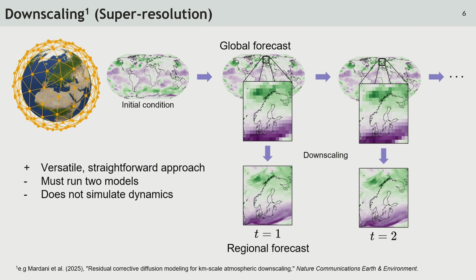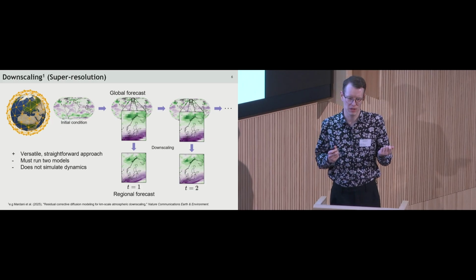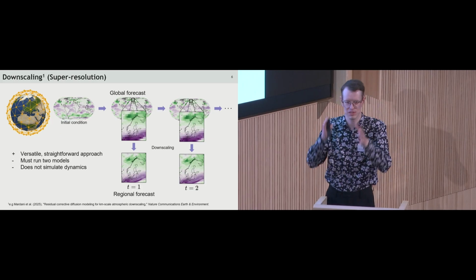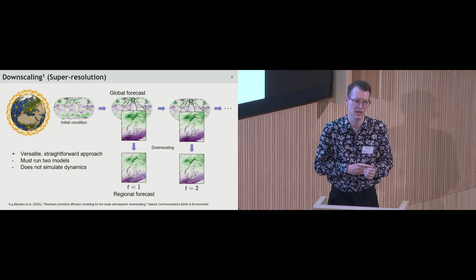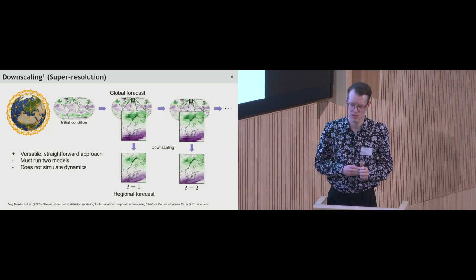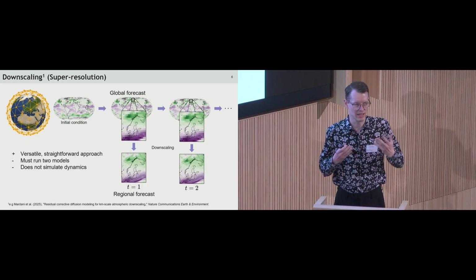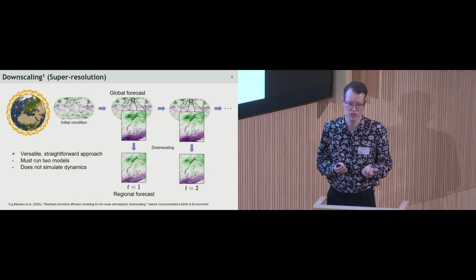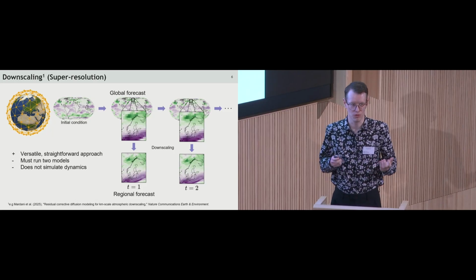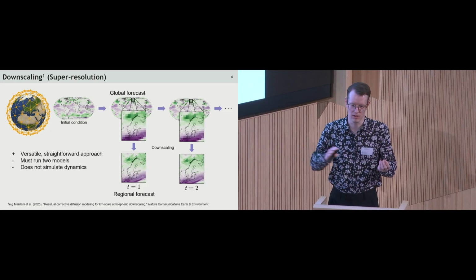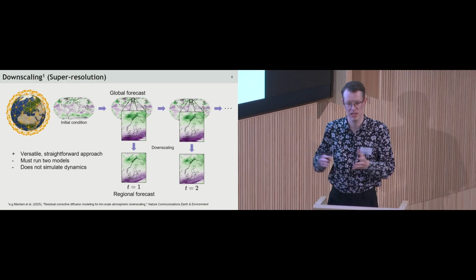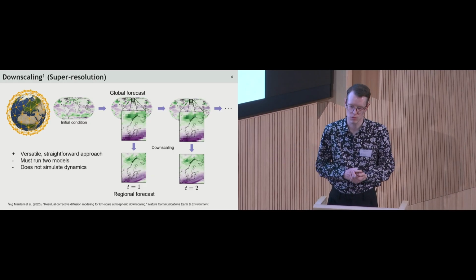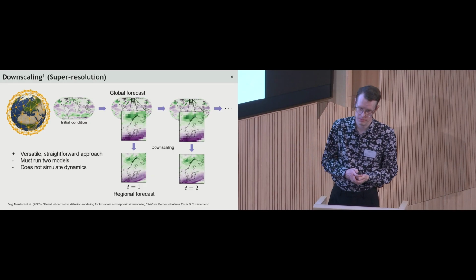But maybe an even bigger challenge with this approach is that we can note here that as we're downscaling, increasing the resolution at each time step separately, this is not really a model that simulates the dynamics on the actual high resolution. So it means that our regional forecast we end up with in the end here might not be coherent over time, or it would be tricky to actually ensure that.